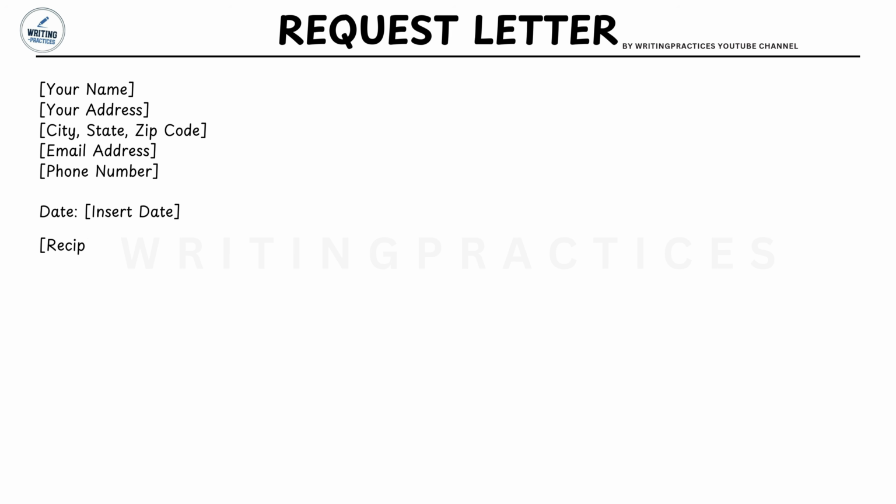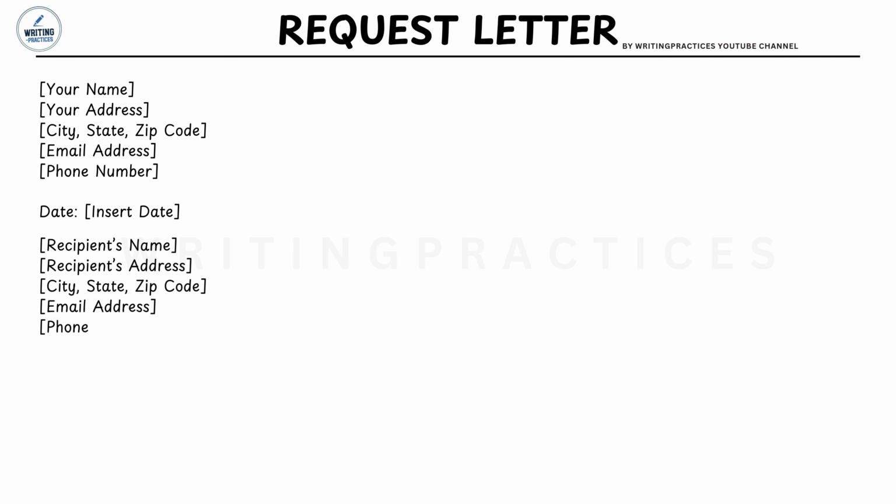After you've got your information set, the next step is to add the recipient's details. You'll include their name, their title, and the company or organization they work for. If this is a formal letter, double-check that you have the correct details. It helps set the right tone.